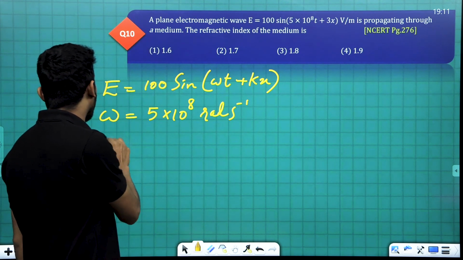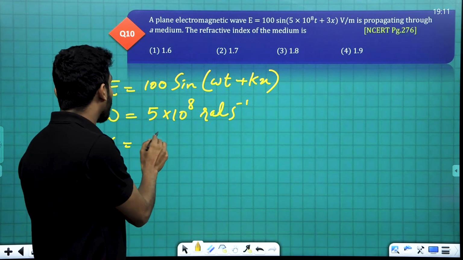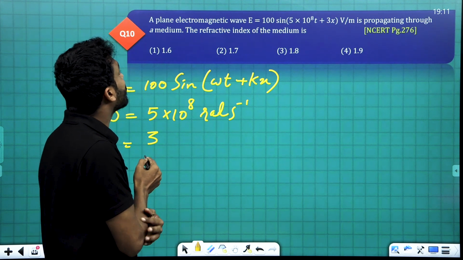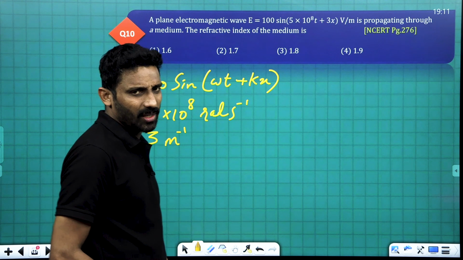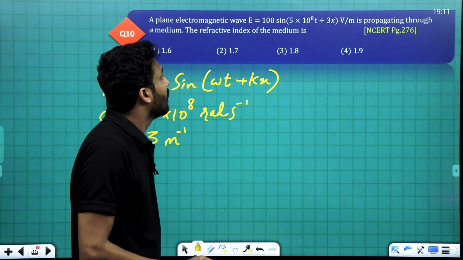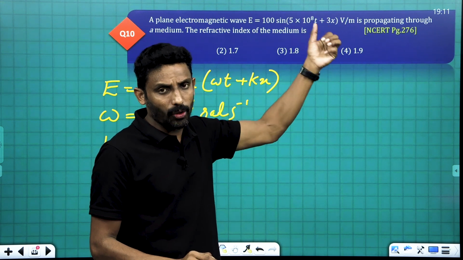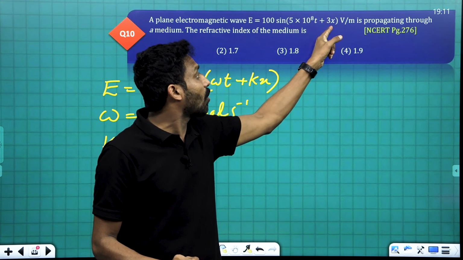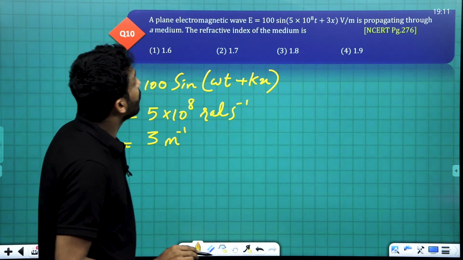And K value is, see, the wave number K is equal to 3. Meter inverse is the SI unit, you know. See, this quantity, the angle 3x, has no unit. That means the unit of this K is inverse of x, that is meter inverse. Good. Now, what is the question?